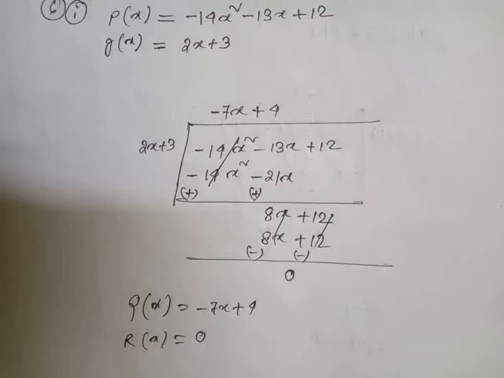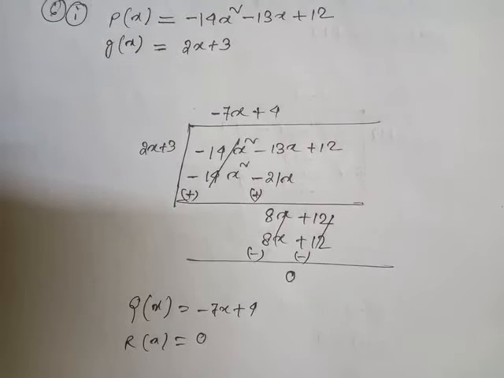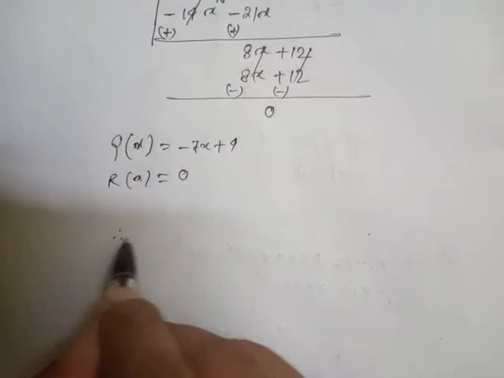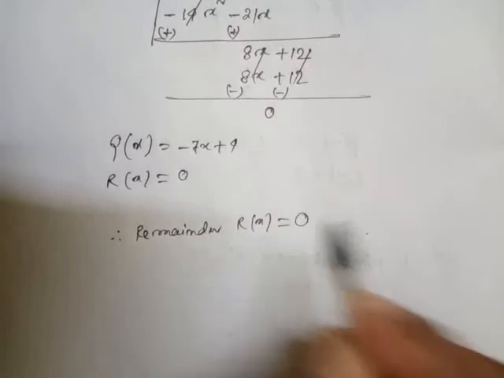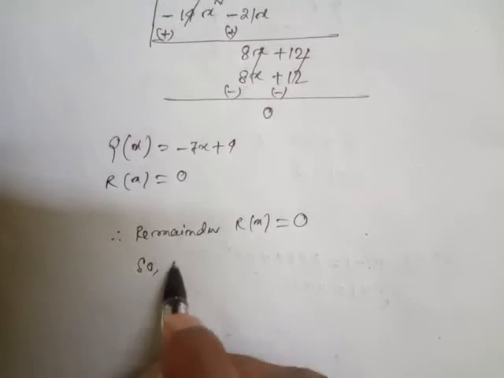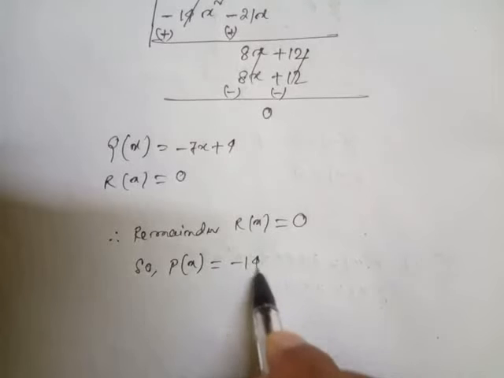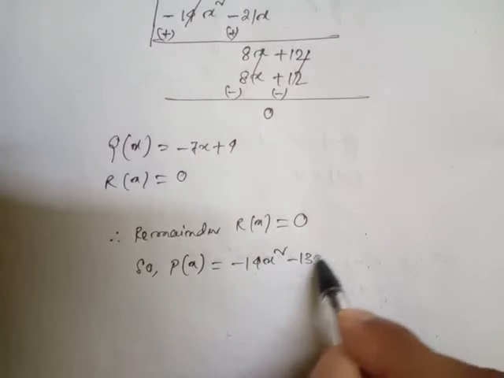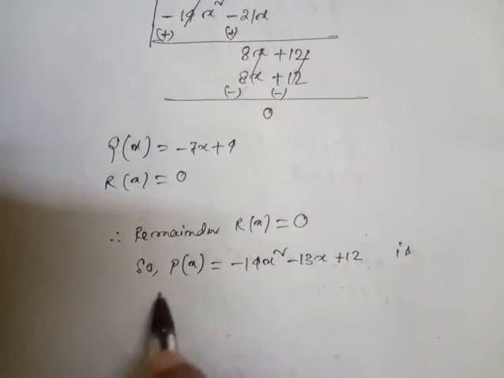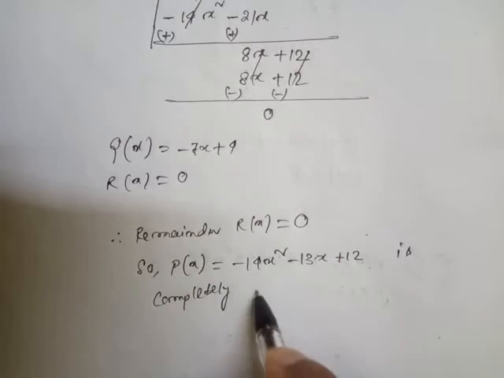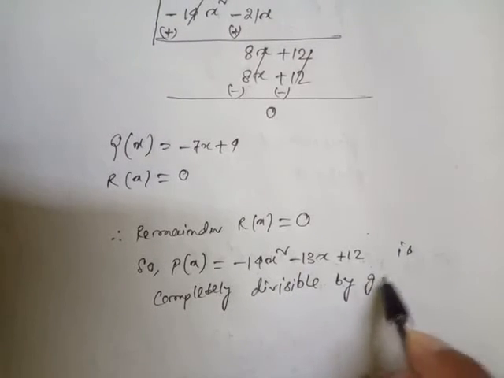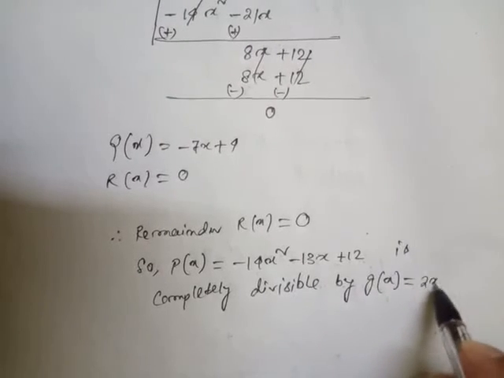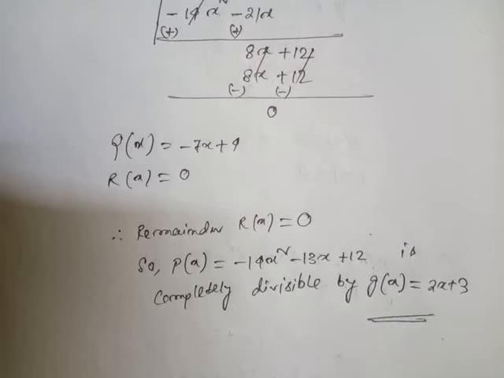Now just after that, in the question it is mentioned that we have to check whether it is completely divisible or not. So obviously since remainder is 0, so we'll write here the last line. Therefore remainder r(x) equal to 0, so p(x) equal to minus 14x square, then minus 13x plus 12 is completely divisible by g(x) value is 2x plus 3. This is the answer of 6 Roman 1.